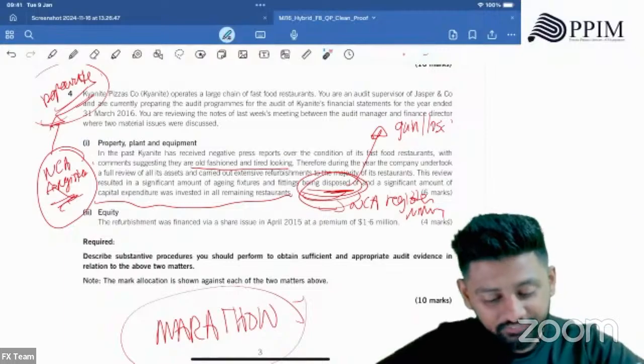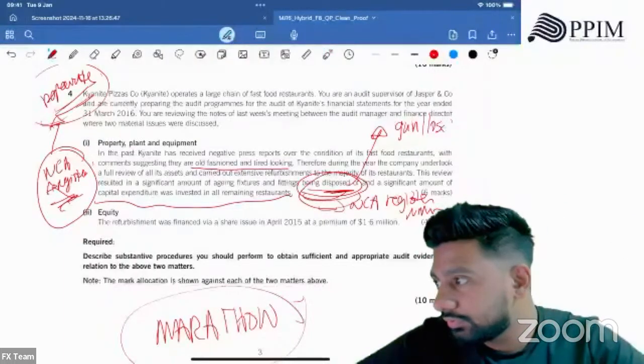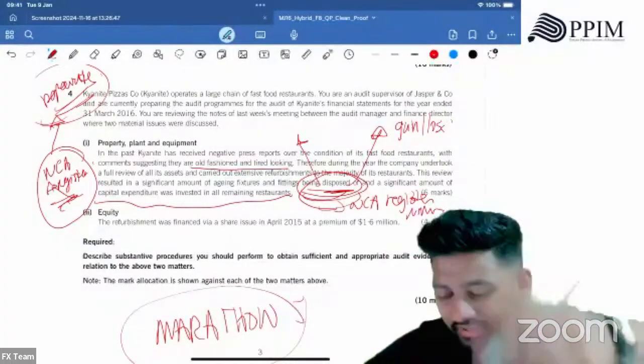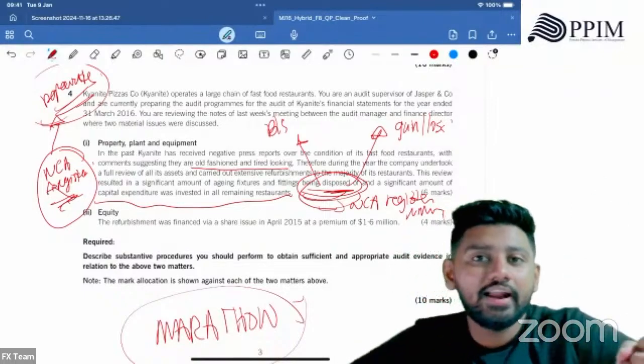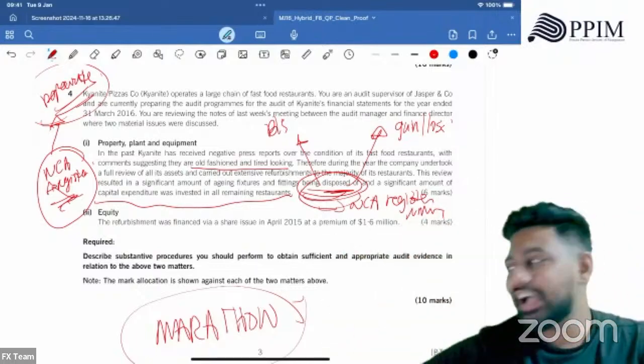Where will cash be reflected? Where will this be reflected? Well done, Abdullah. Bank statements. I am going to review the bank statements to confirm the disposal value, if they actually disposed at this value, to confirm the value is accurate or not.